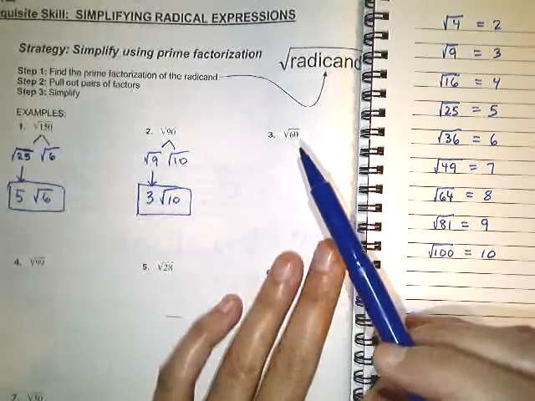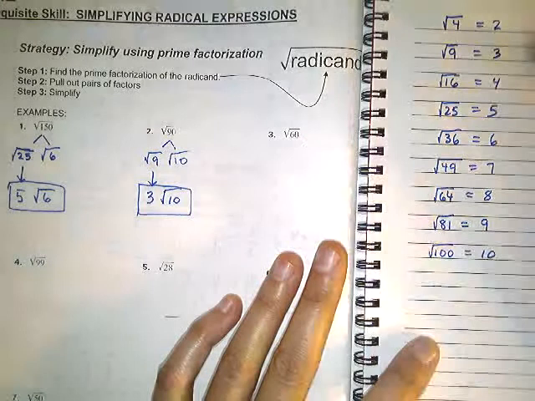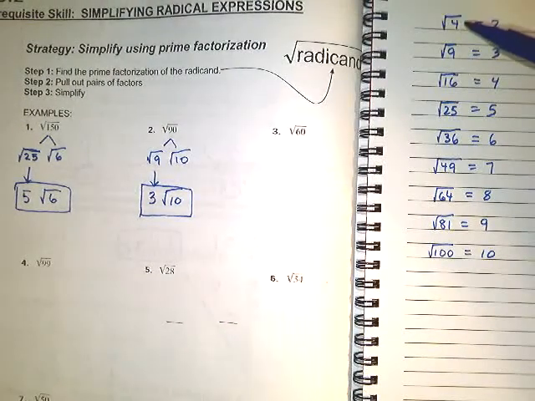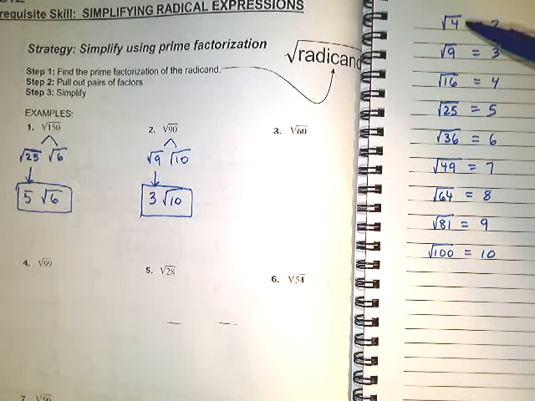Square root of 60. Does 4 go into 60? Yeah, I think it does. 4 goes into 60 15 times.